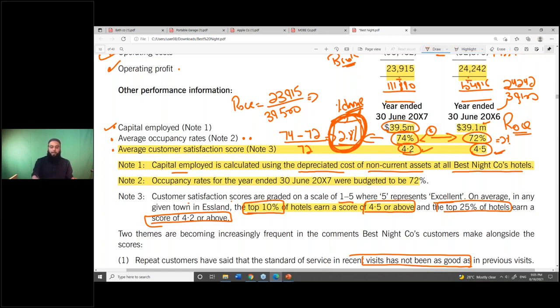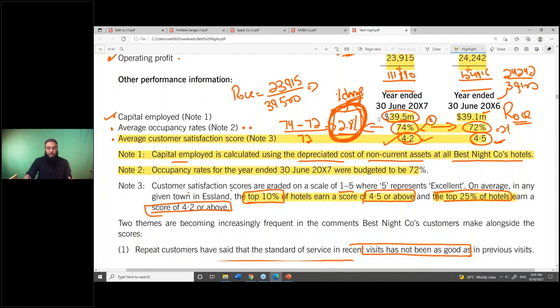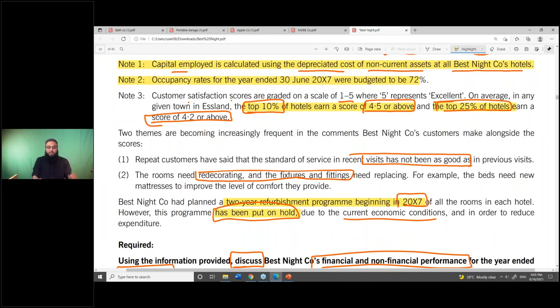But now when you are at 4.2, you are among the top 25 hotels, which means your performance in terms of quality and customer satisfaction has gone down. And you just saw the direct reasons that people are saying that your standard service has gone down. This is the direct linking. Why did the score go down? Direct linking. Standard service has gone down and your fixtures and fittings are old, which needs replacement.